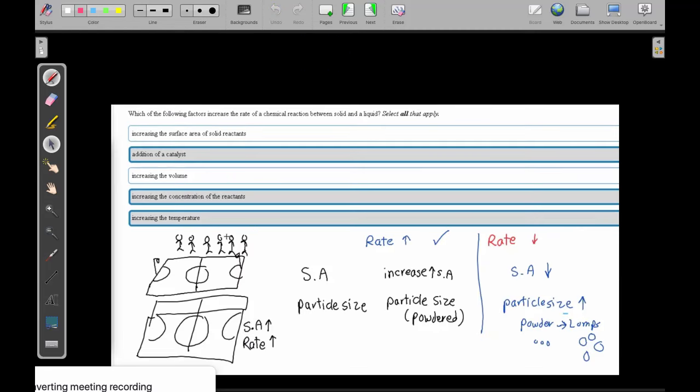Which of the following factors? So this is correct. We always remember that the surface area is inversely proportional to the particle size. So if the substance is powdered, it means the particle size decreases, the surface area will increase and the rate increases, and vice versa. So if you increase the particle size, like changing it from powder into lump, the surface area has decreased and the rate has decreased. So this one is correct as well.